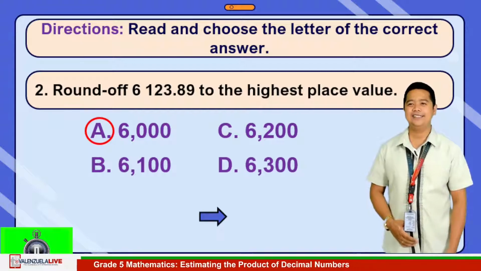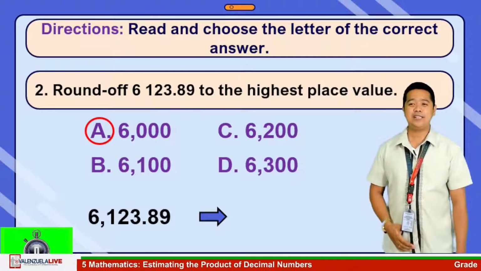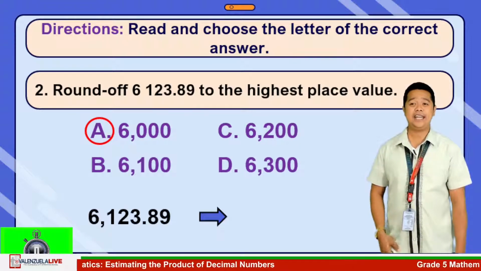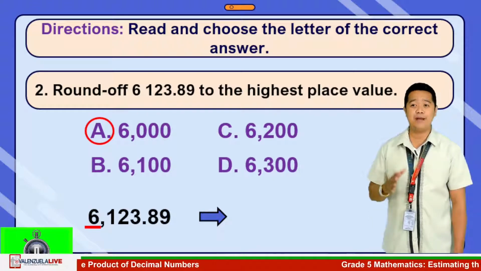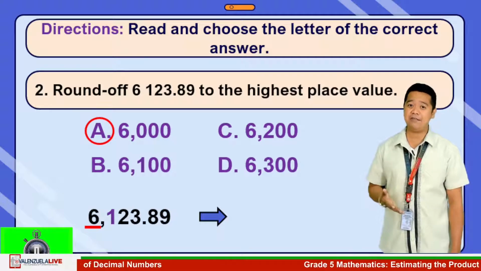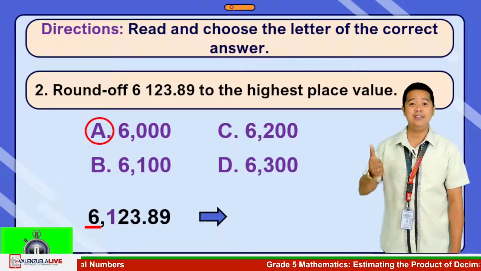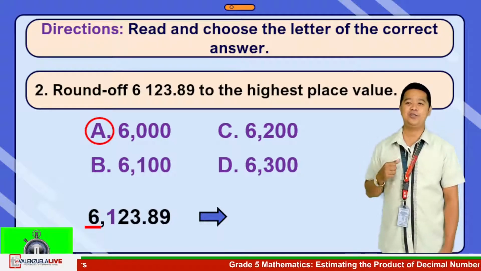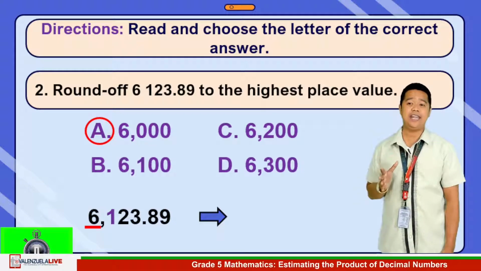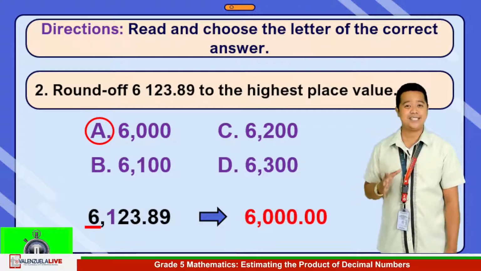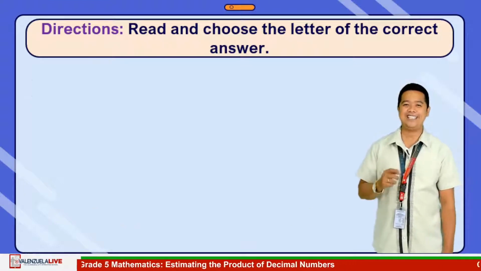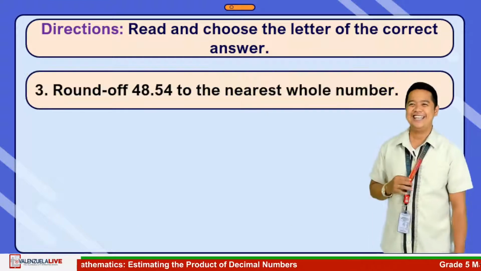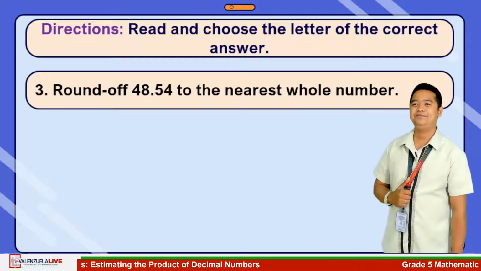Why? 6,123 and 89 hundredths, the highest place value is 6. Then followed by 1, which is less than 5. Again, we will round down. Very good. So 6,123 and 89 hundredths will become 6,000. That's why the answer is letter A. Great job, grade 5.